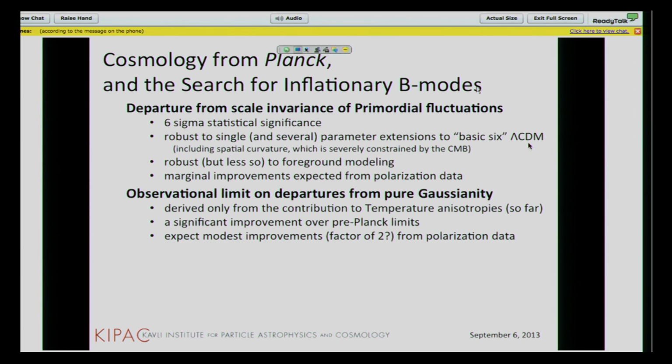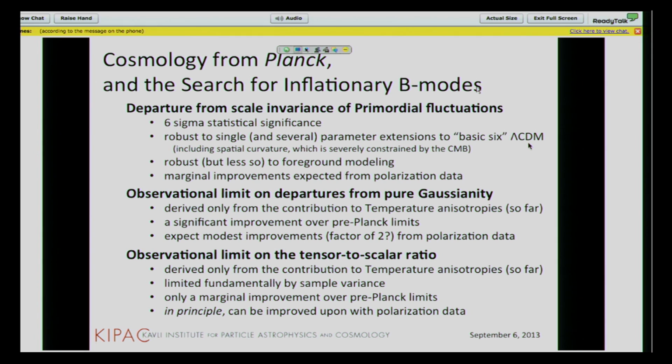In terms of departures from pure Gaussianity, to date the published values are derived only from the contribution to temperature anisotropies. It's a significant improvement over pre-Planck limits, and it's getting to the point where it's starting to distinguish between competing theories of the early universe. And we might expect modest improvements, maybe a factor of 2, when the polarization data are released. But again, it's not going to be an order of magnitude more powerful in this regard.